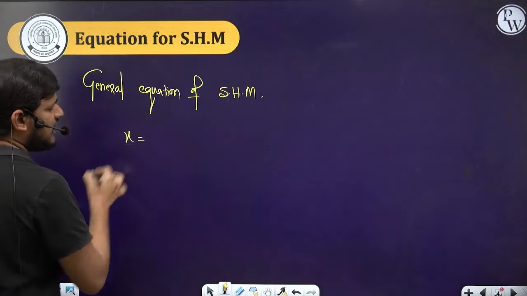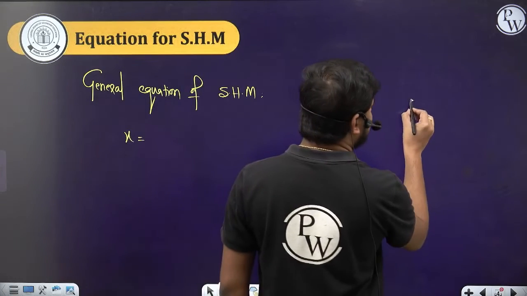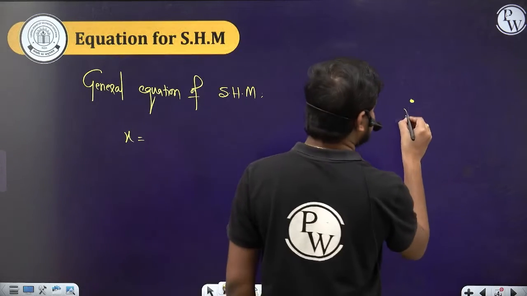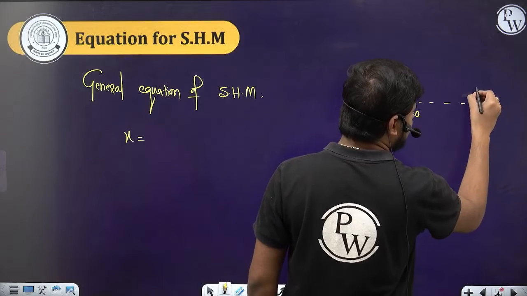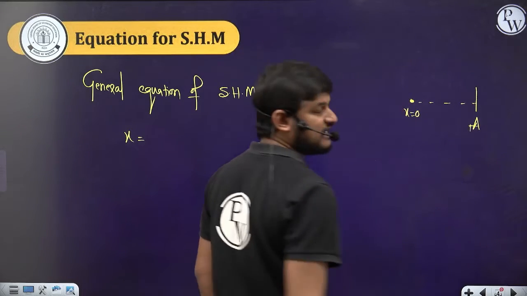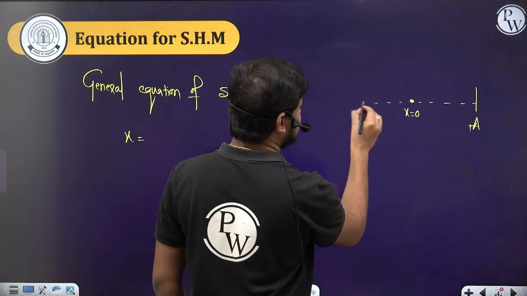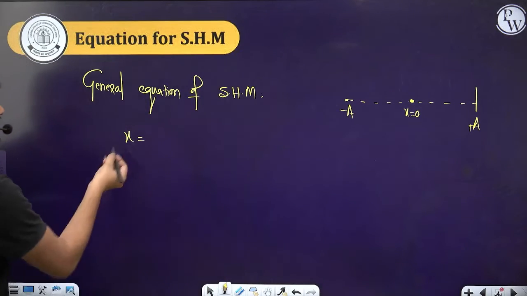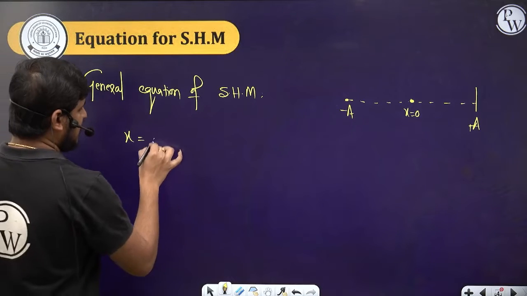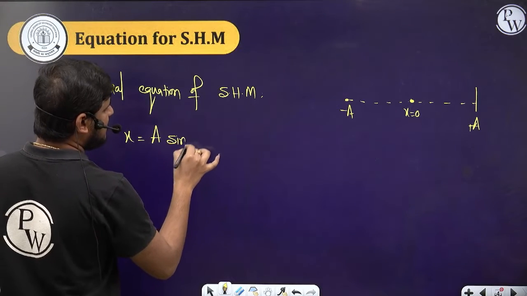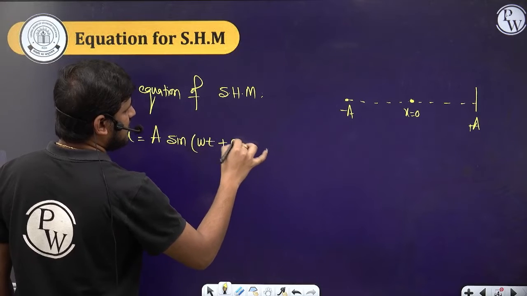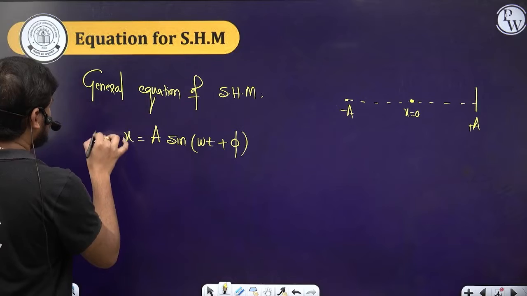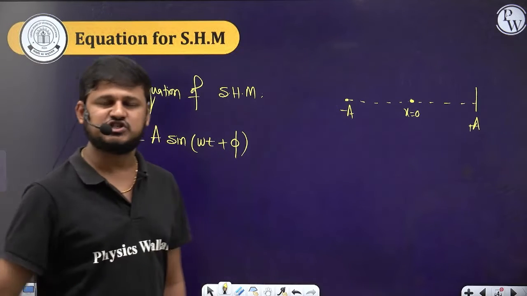Here I am considering that the particle is performing S.H.M about the mean position, making a to and fro motion. So x is equal to 0 is the equilibrium position or mean position, plus a is the right extreme and minus a is the left extreme, right? Now I am writing x is equal to a sin(omega t plus phi). This is the most popular general equation of an S.H.M.